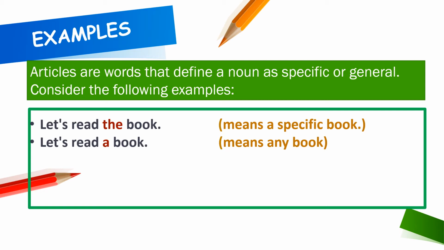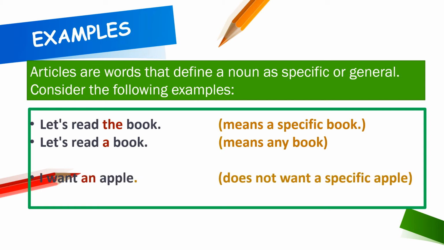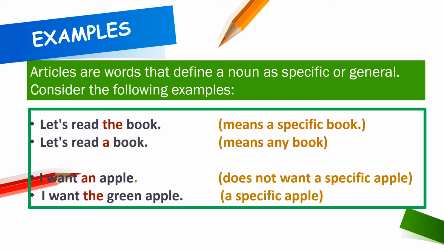Let's check the second example. I want an apple. It shows us that the speaker does not want a specific apple. He can have any apple. I want the green apple. In the sentence, we find the article the. It shows us that the speaker wants a specific apple.